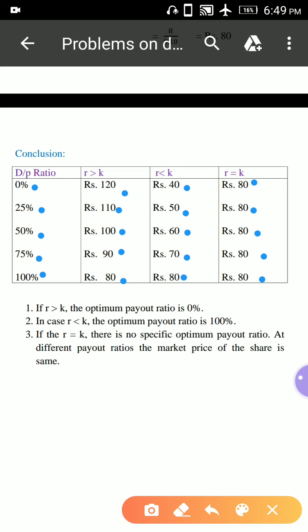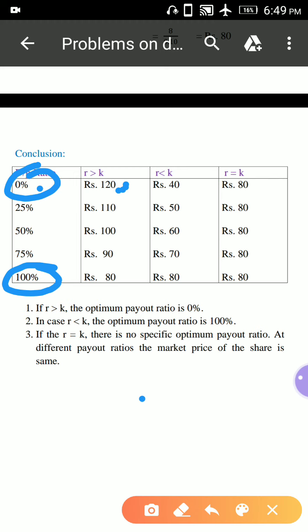So here, what is the optimum payout ratio? When R is greater than K, according to the Walter model, the optimum dividend payout ratio is 0%, because at 0% the market price of the share is maximum. And when R is less than K, the optimum payout ratio is 100%, because the market price of the share is highest at 100% payout ratio.